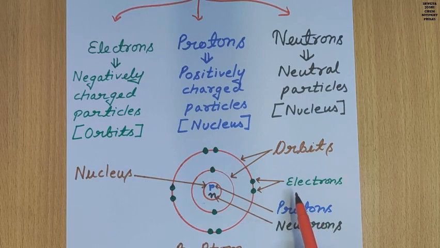In an atom, the number of electrons is equal to the number of protons. That is why overall an atom is neutral. Why is an atom neutral? Because the number of electrons, which are negatively charged particles, is equal to the number of protons, which are positively charged particles. Since the overall number of negatively charged particles is equal to the positively charged particles, that is why an atom as a whole is neutral in nature.